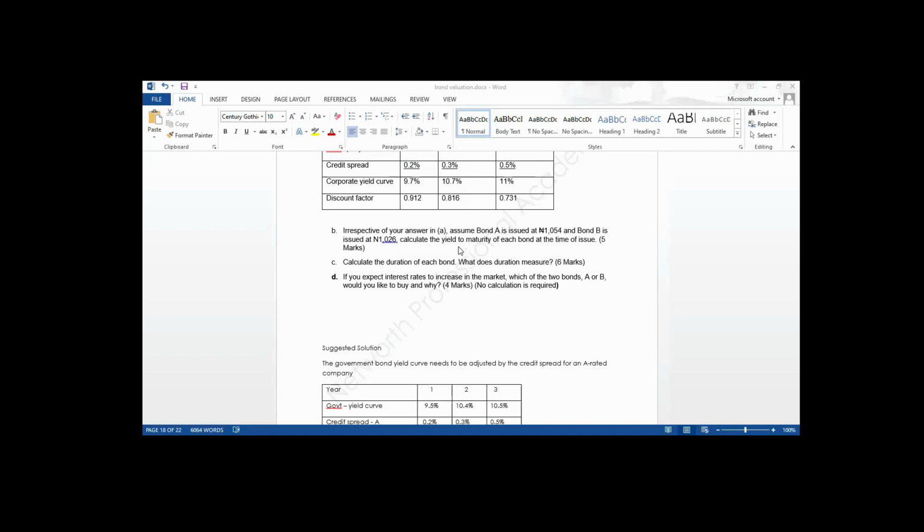Calculate the yield to maturity of each bond at the time of issue. Please, what is yield to maturity? And how do we compute yield to maturity?